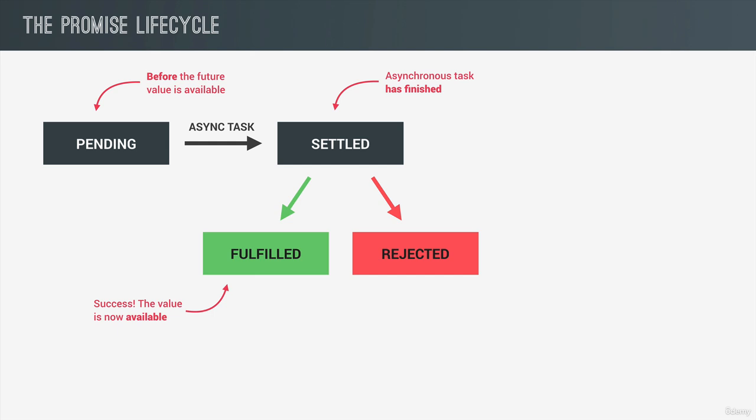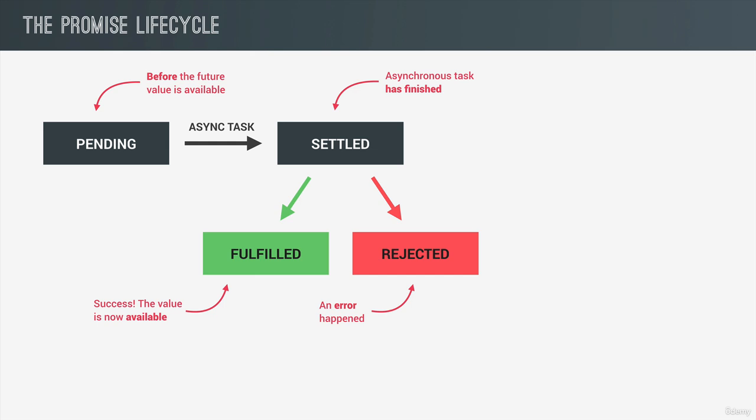On the other hand, a rejected promise means that there has been an error during the asynchronous task. In the example of fetching data from an API, an error would be, for example, when the user is offline and can't connect to the API server.